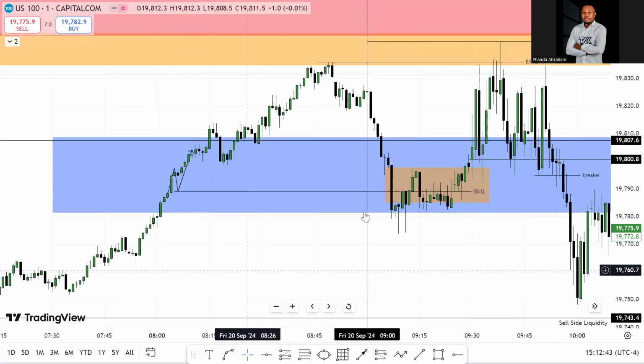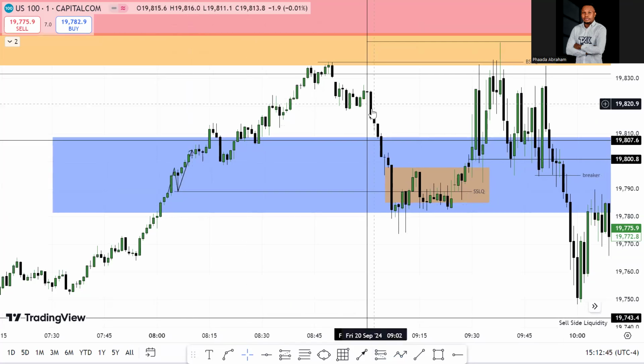Now at this point, you're seeing that price is giving you willingness to go down, just here. We are not blind to that. We are seeing that it's giving us a lot of willingness to go down here. It even used this bearish fair value gap to go down. This is a bearish fair value gap just here.